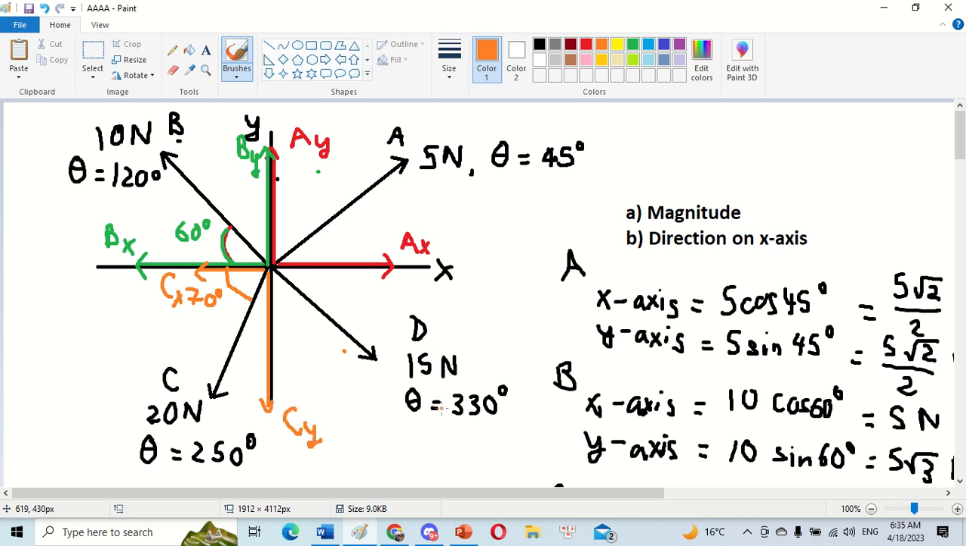And the last one, that is about D. So I want to select this angle in here. So I will use purple. So this one, we have 330. So we have 360. We minus 330. We have 30 degrees in here.